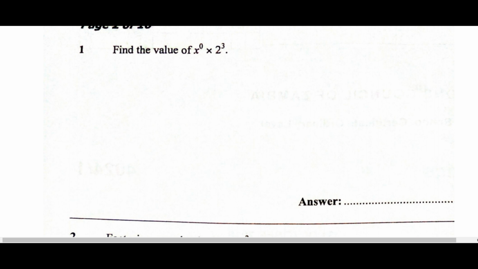Find the value of x raised to the power 0 times 2 raised to the power 3. So we have x raised to the power 0 multiplied by 2 raised to the power 3. Any number or letter raised to the power 0 is equal to 1. So for x raised to the power 0 we put 1 multiplied by 2 raised to the power 3, which means 2 times 2 times 2, 3 times. Then 1 times 2 times 2 is 4, times 2 is 8. Then if we multiply 1 times 8, we get our final answer as 8.